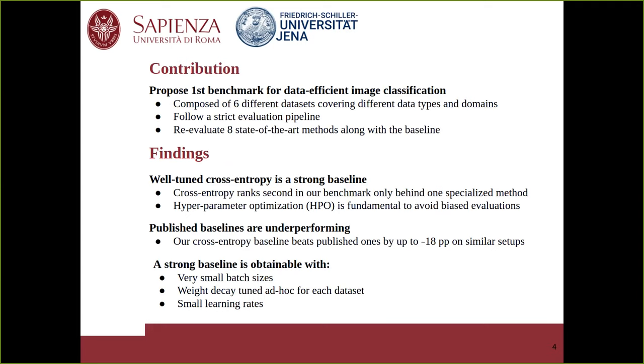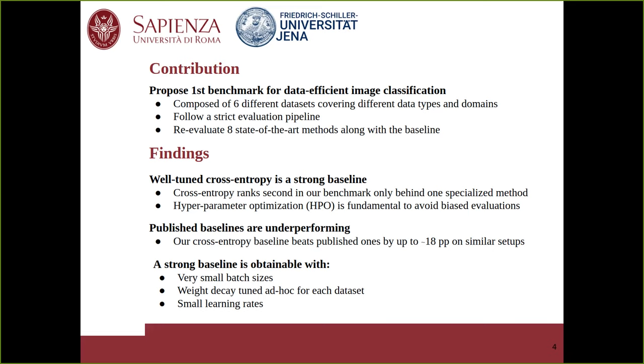So to address these two issues, we are proposing the first benchmark for data-deficient image classification, which is composed of 6 different datasets covering different data types and data domains. And we follow a strict evaluation pipeline to reevaluate eight state-of-the-art methods along with the baseline. We found out that well-tuned cross entropy is a strong baseline. Indeed, it ranks second in our benchmark, only behind one specialized method, that is Harmonic, and that hyperparameter optimization, or HPO, is fundamental to avoid biased evaluation. Also, we noticed that published baselines are generally underperforming, and that a strong baseline is obtainable with very small batch sizes, as small as 8, weight decay tuned ad hoc for each dataset, and smaller learning rates.